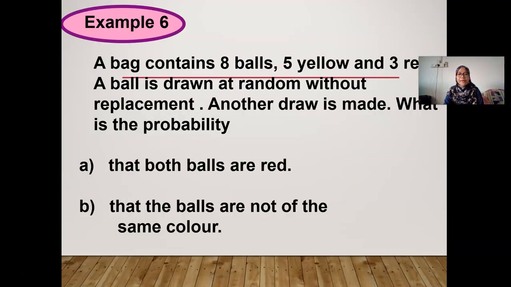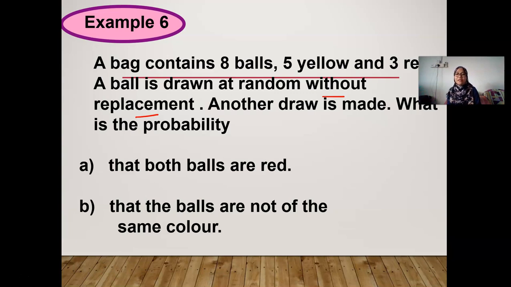Alright, let us see an example. Next, a bag contains 8 balls, 5 yellow and 3 red. A ball is drawn at random without replacement. Another draw is made. What is the probability?